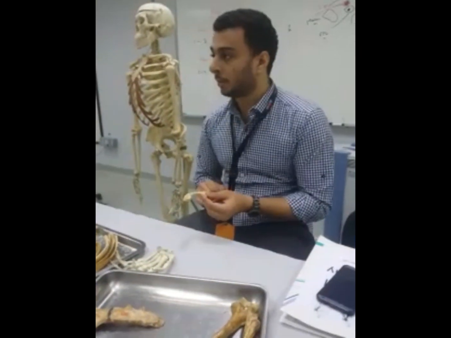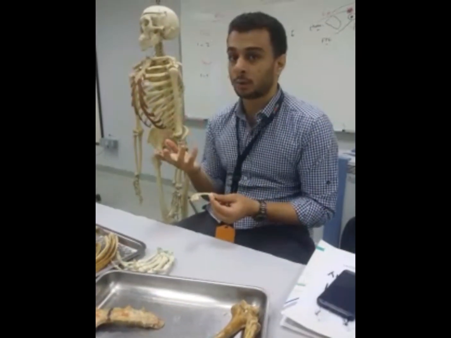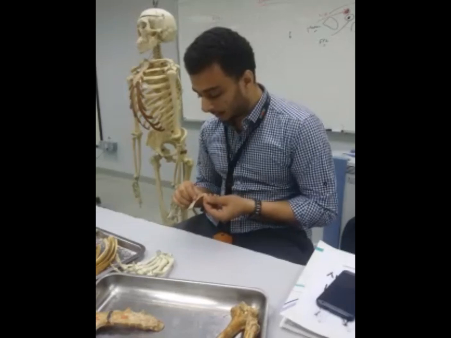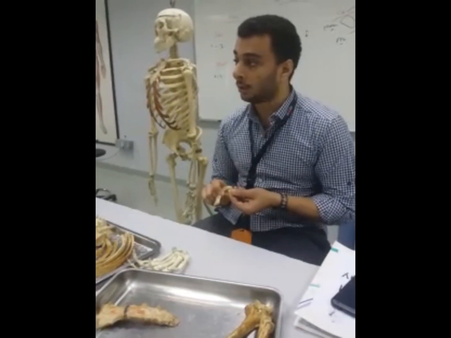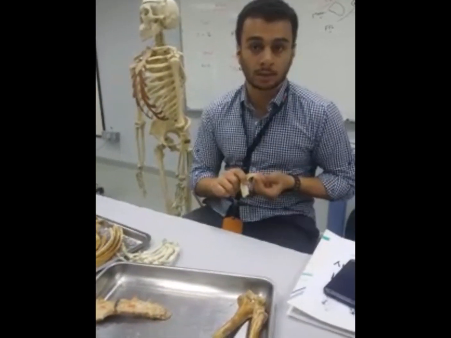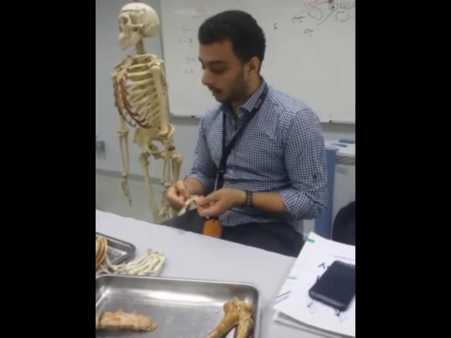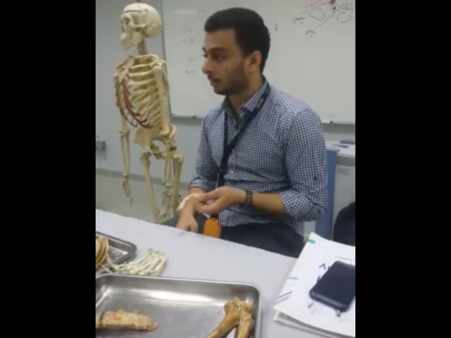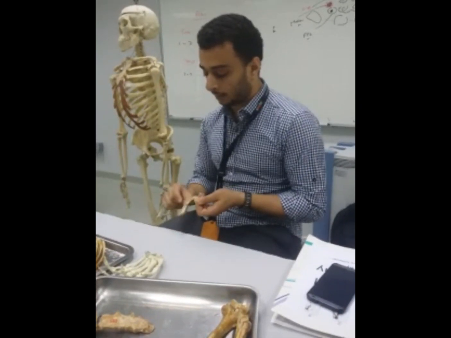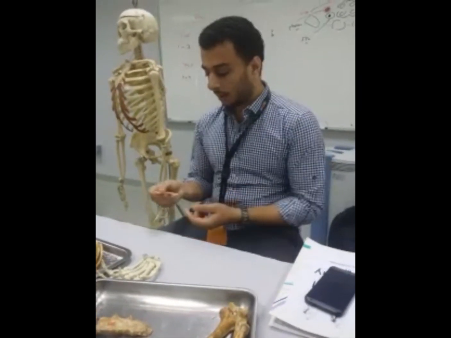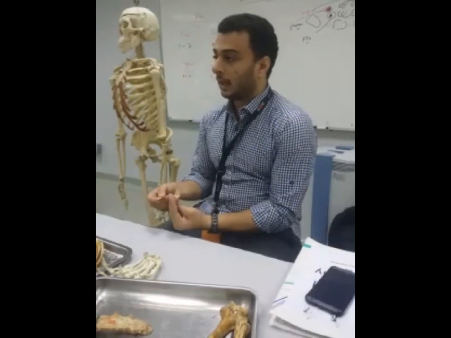The superior surface will be rough because it provides attachment to many muscles. Okay, you can see here this tubercle in red, called the scalene tubercle, the attachment of scalenus anterior muscle. In front of the scalene tubercle will be the subclavian vein, and behind it will be the subclavian artery. Subclavian vein, subclavian artery, and scalenus anterior muscle are relations to the neck of the rib.